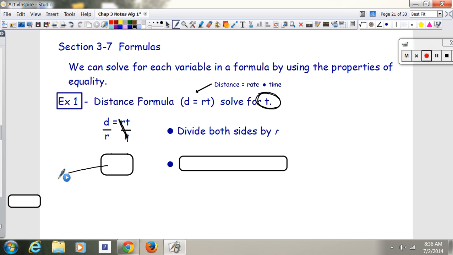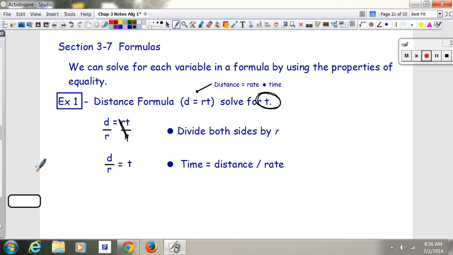And so you're going to end up with d over r is going to equal t. Time equals distance divided by rate. So if you know how far you've gone, and you know how fast you went, just take the distance divided by the rate, and that'll tell you how long it took you to get there. Your time is going to be your distance divided by your rate. So you can isolate any variable you want to in any formula that you want.